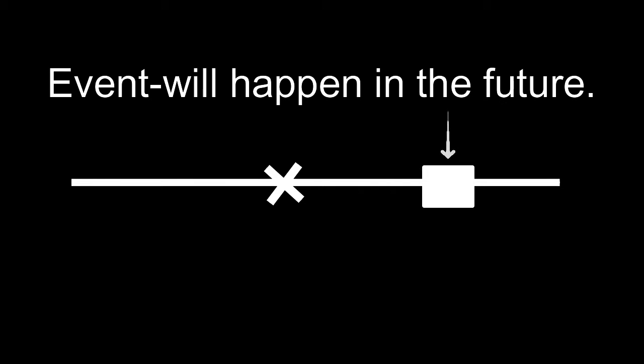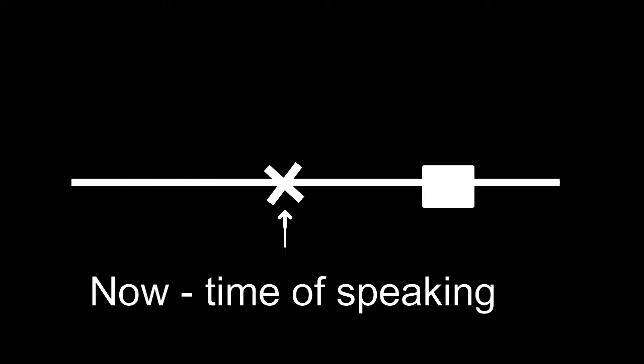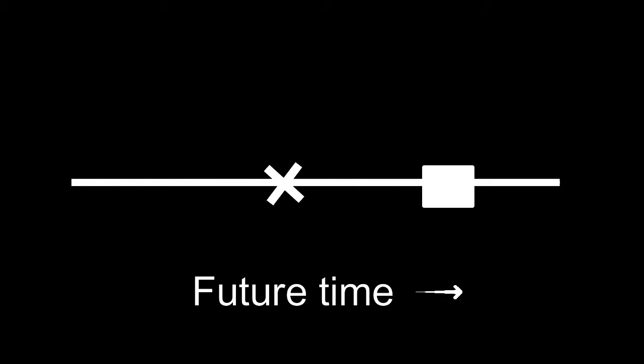The long white line represents duration. The X represents now, the time of speaking. The little box on the right hand side over here represents the event. We can see that the event is in the future part of the timeline. Anything to the left of the X is the past, the X is now, and to the right of the X we have the event that will occur in the future.